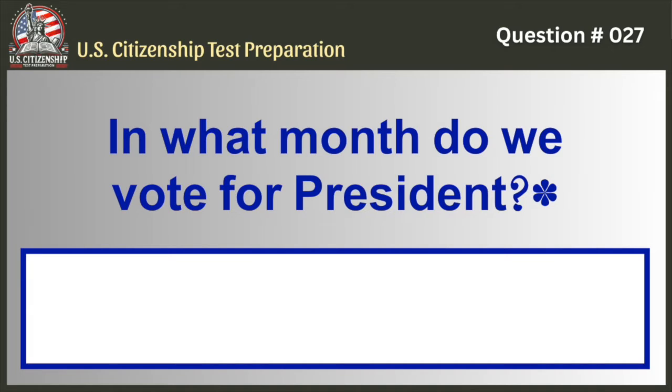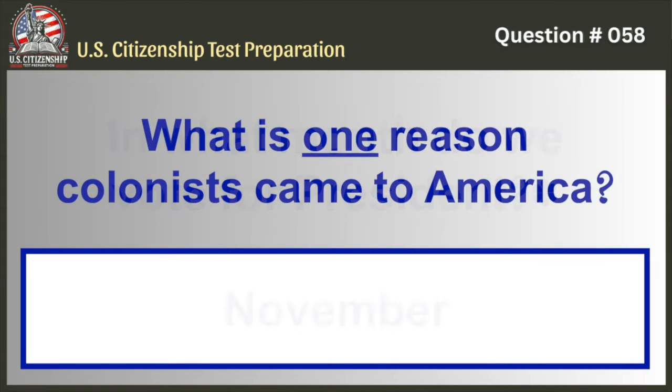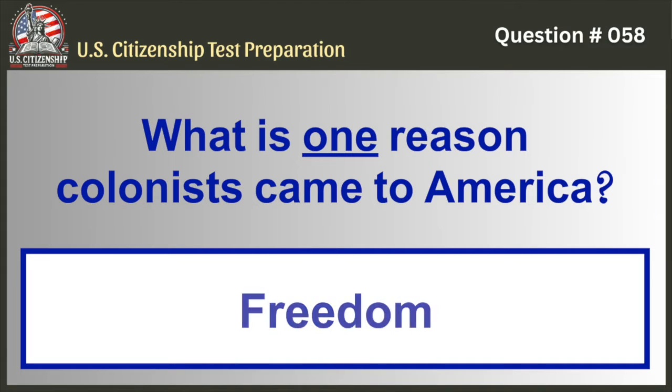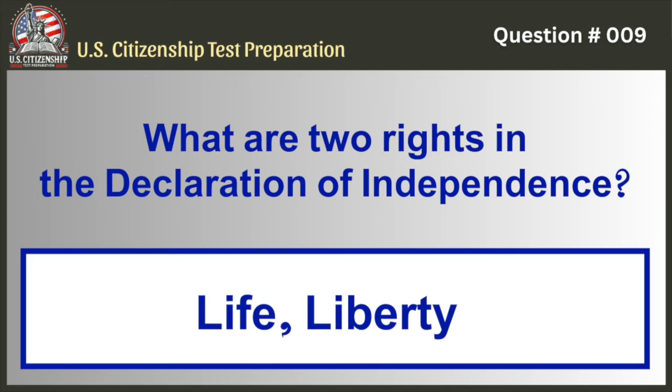In what month do we vote for president? November. What is one reason colonists came to America? Freedom. What are two rights in the Declaration of Independence? Life, liberty.